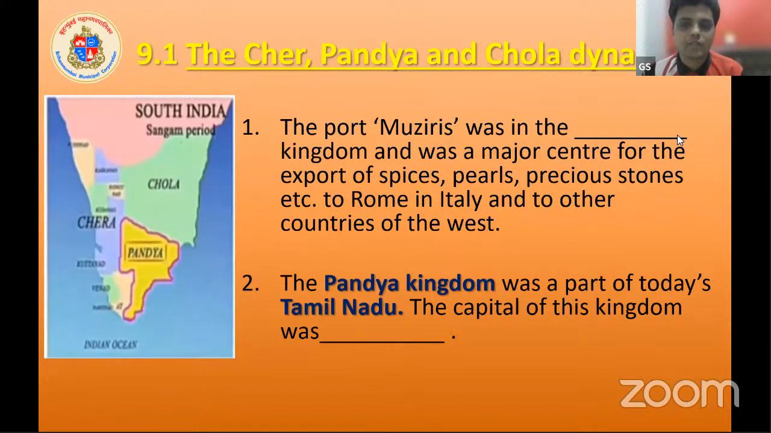The Port Mudris was in the dash Kingdom and was a major center for the export of spices, pearls, precious stones, etc. to Rome in Italy and to other countries of the West. Very good. What is the answer? Sir, Kanchi. Kanchi, no. The kingdom. Only the three kingdoms, Cheer, Pandya and Chola are there. The answer is among them only.